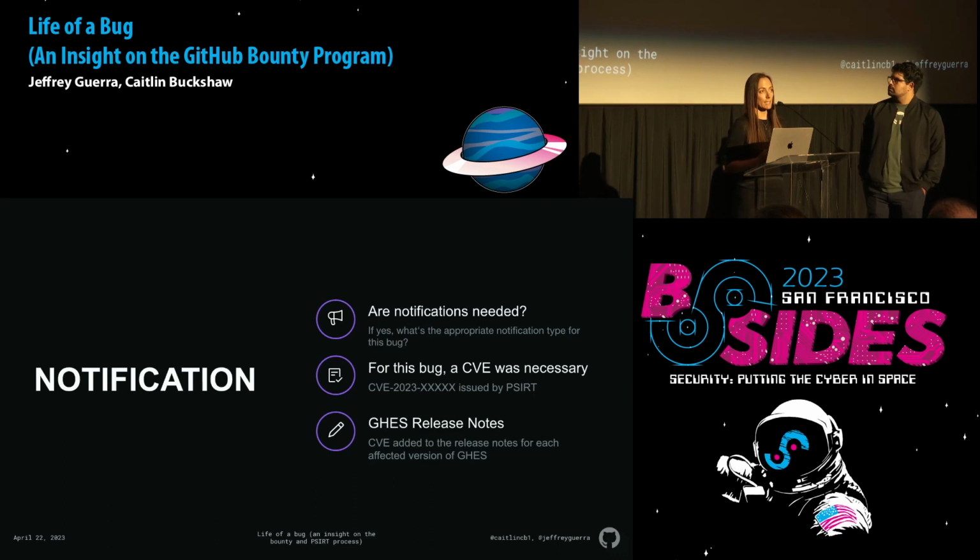So with every incident, we always ask this question, are notifications needed? We try to be as transparent as possible with GitHub. So notifications are a big part of the job we do. For this bug, we know specifically that a CVE is necessary. So PSIRT IC is going to issue that CVE, work with the GHES team to get that in the release notes for the next patch, make sure that all parties are aware of this specific bug.